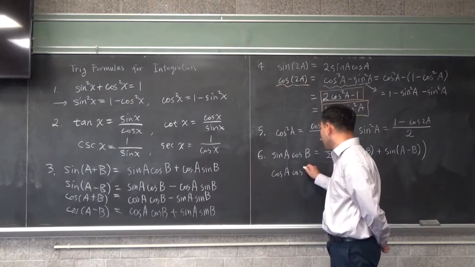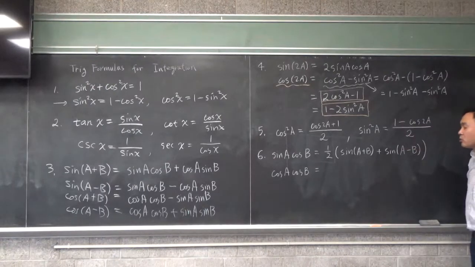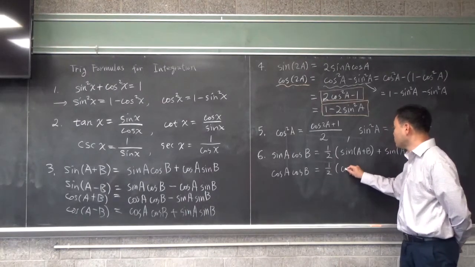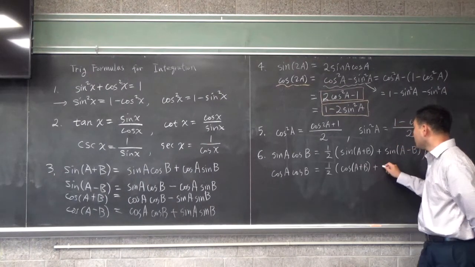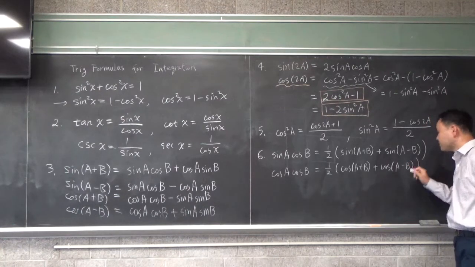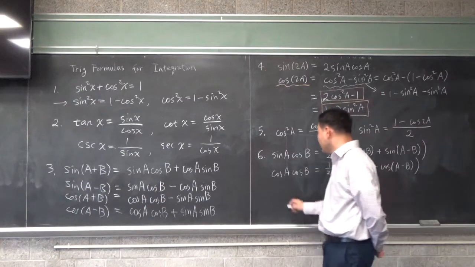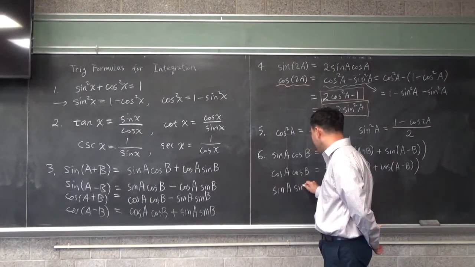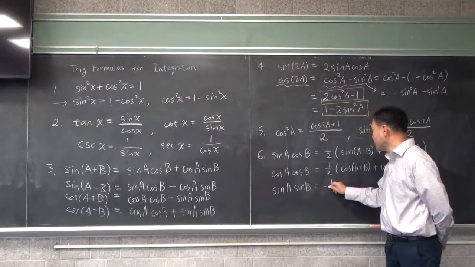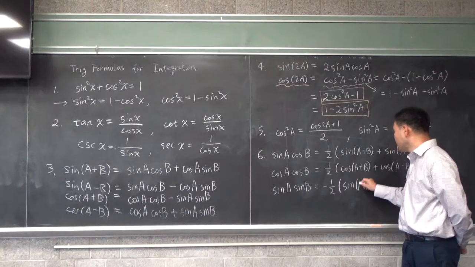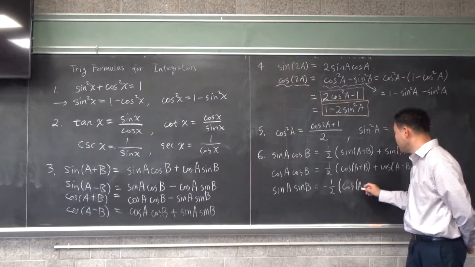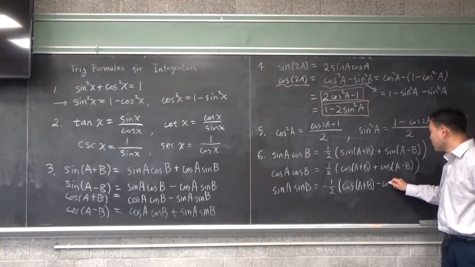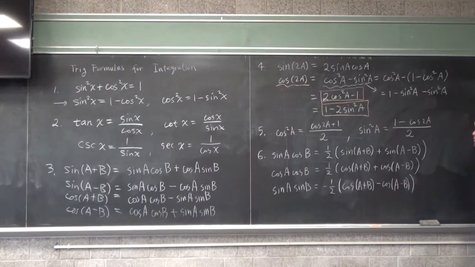Cosine A, cosine B. If you have cosine and cosine multiplied, then it's going to be the sum of cosine A plus B plus cosine A minus B. And then for the sine, if you have two sine functions multiplied, then it's going to be negative 1/2 times cosine A plus B minus cosine A minus B. And then you have to know these. You have to know everything in here.